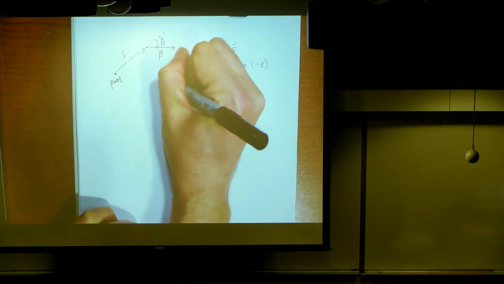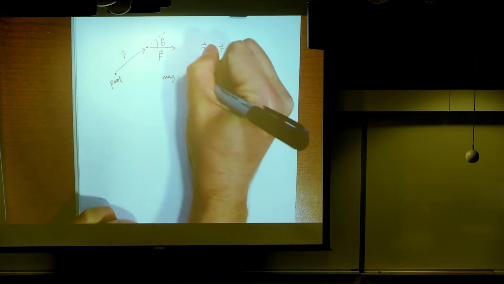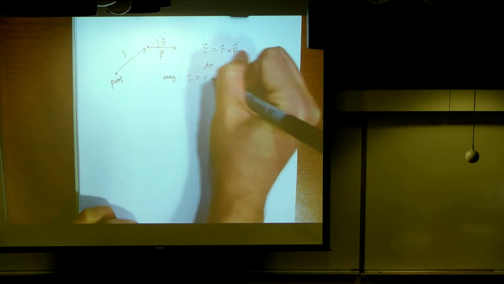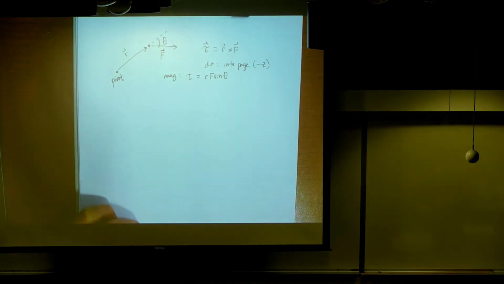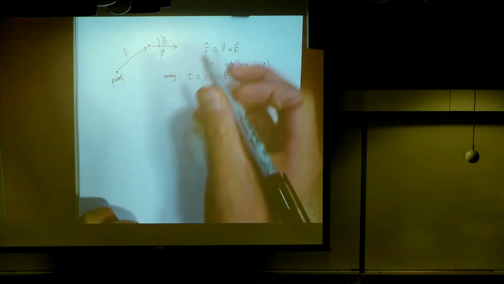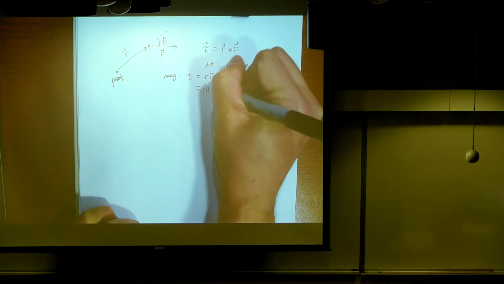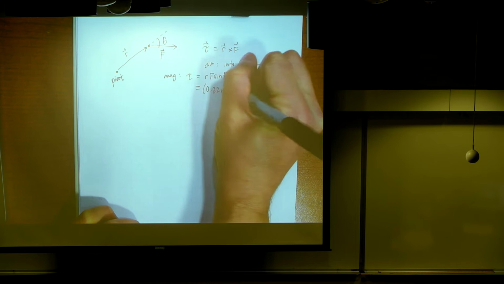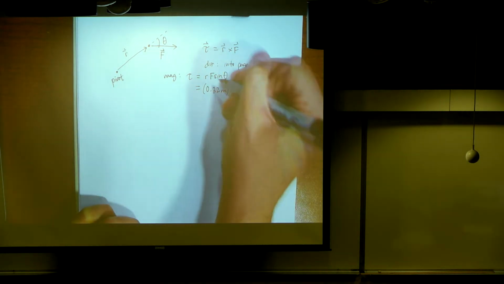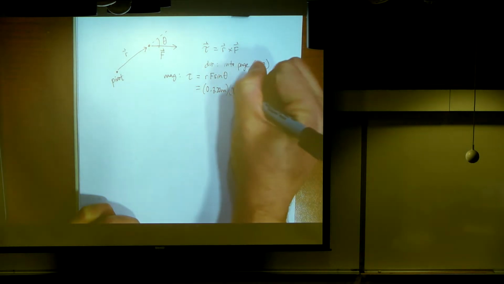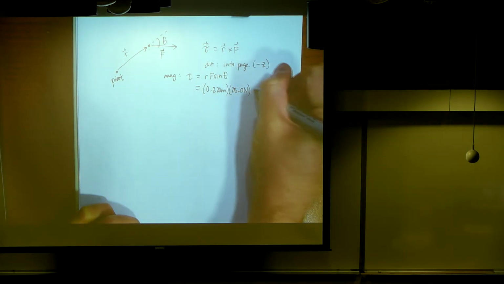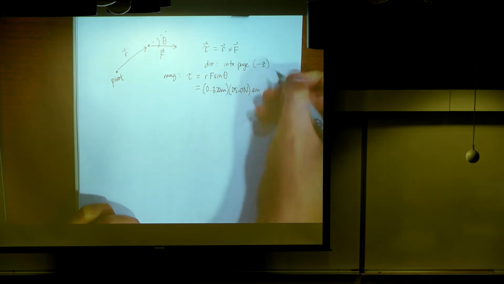Okay, so the magnitude of this torque is going to be given by, let's take R, let's take F, and then sine of the angle between them. So R is just the straight distance between the pivot point and the point where the force is applied. That was 32 centimeters, or 0.32 meters. The force was 25 newtons, and then that angle was 35 degrees.